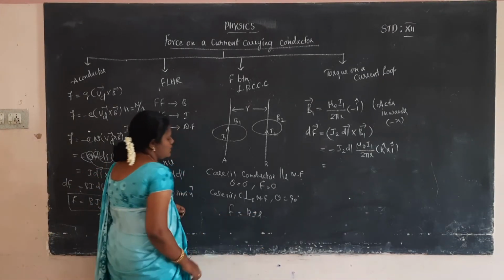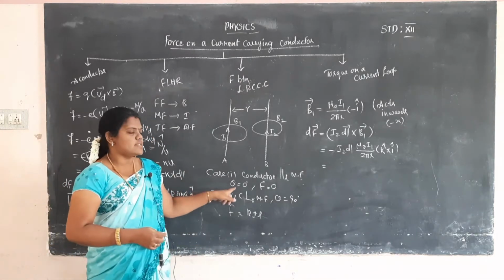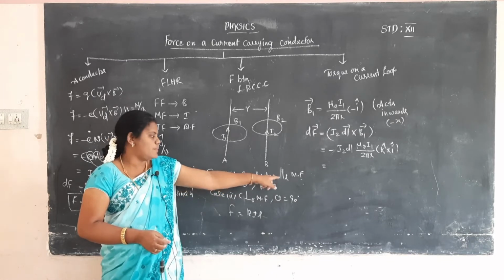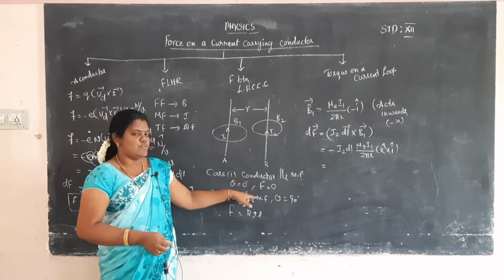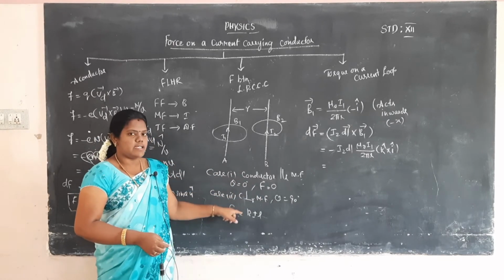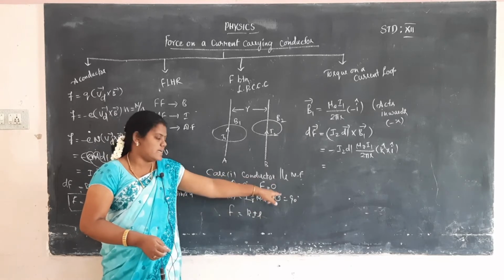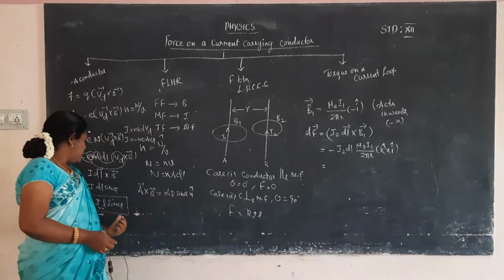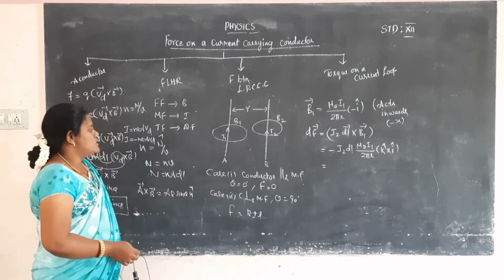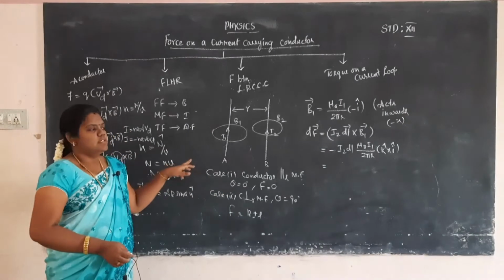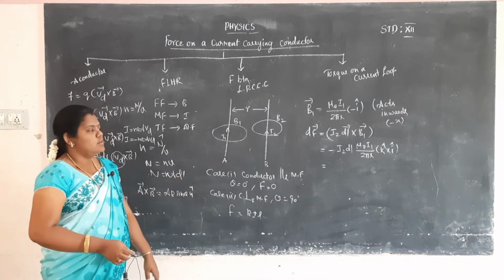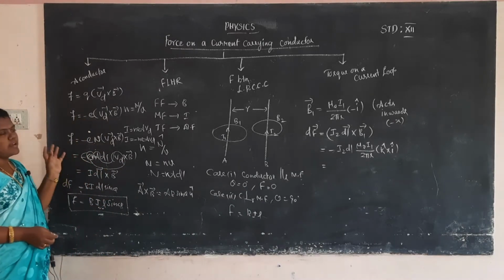Okay, these are the two cases. In case one, the conductor is parallel to the magnetic field, theta equal to 0, so F is equal to 0. The force acting on the conductor is 0. In the second case, the conductor is perpendicular to the magnetic field, theta is 90, so sin 90 is 1, so force is equal to BIL. So we considered two cases, and this is the force acting on a current carrying conductor.